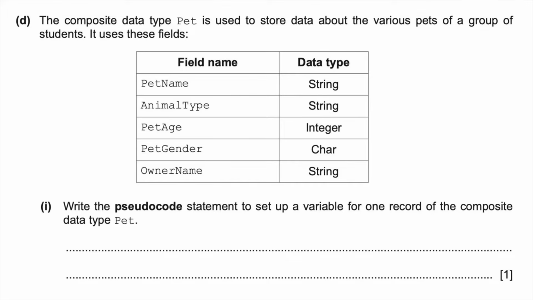Now for our last example, it says the composite data type pet is used to store data about various pets of a group of students. Write the pseudocode statement to set up a variable for one record of the composite data type.